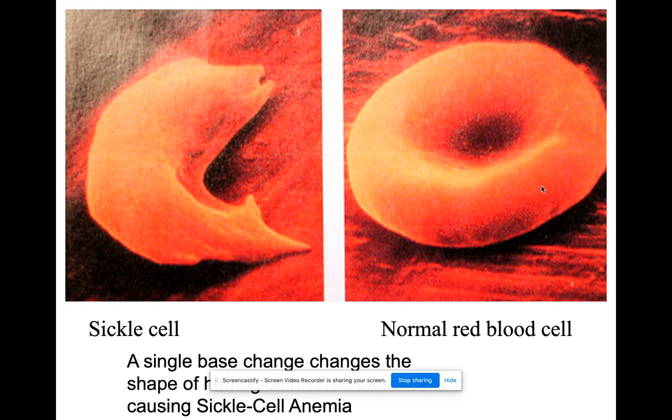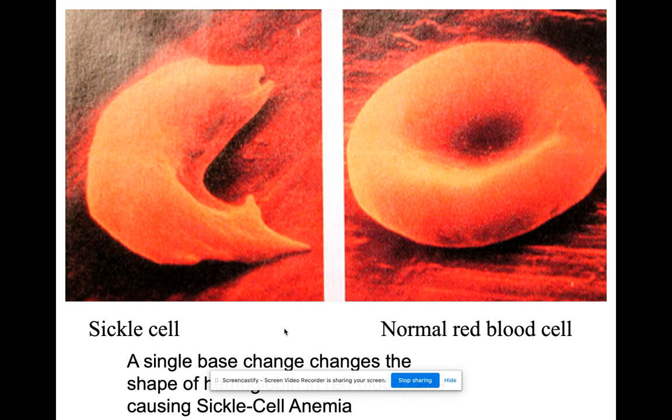This is a classic example. Here is a normal red blood cell, and here is what's called a sickle red blood cell. It's kind of shaped like a moon, a half moon. Now, only one single letter change, a single base change, changes the shape of this cell. Now, why can this be dangerous?